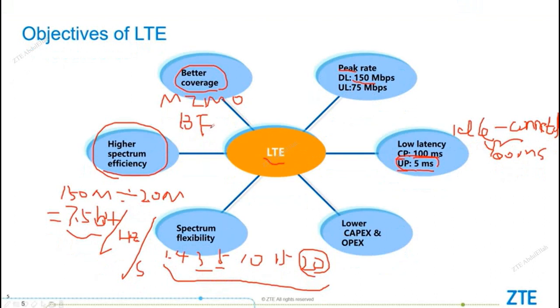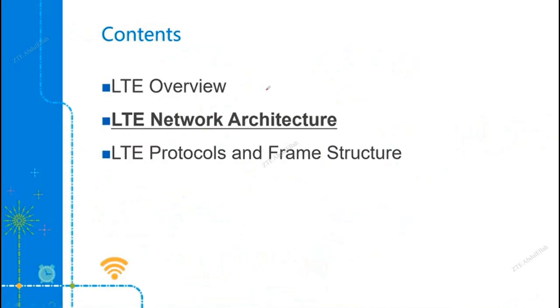Okay, so these are the objectives of LTE. That means if you want to deploy an LTE network, these 6 objectives all need to be satisfied. And then let's see the second part of this course, LTE network architecture.